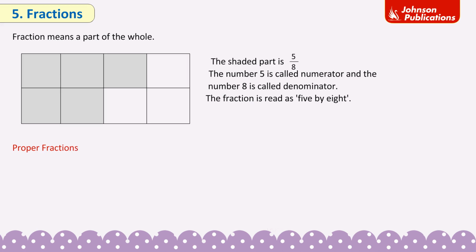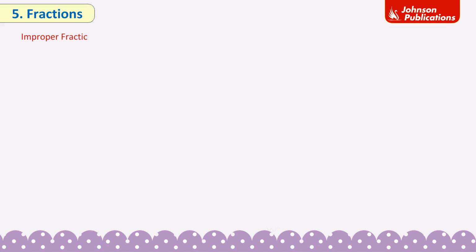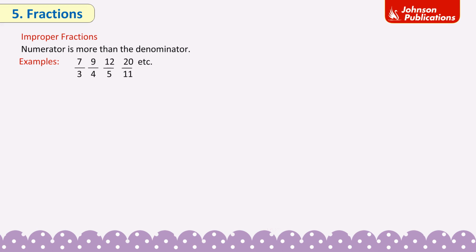Proper fractions. Numerator is less than the denominator. Examples: 5 by 7, 11 by 3, 1 by 5, 2 by 3, etc. Improper fractions. Numerator is more than the denominator. Examples: 7 by 3, 9 by 4, 12 by 5, 20 by 11, etc.